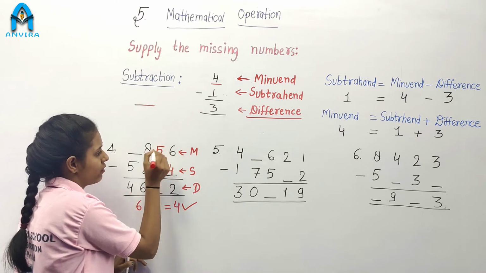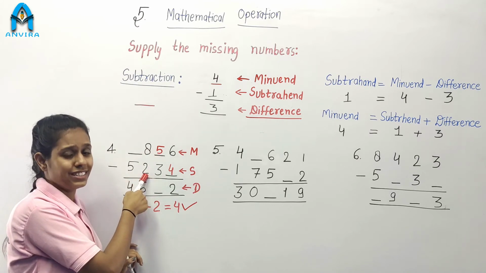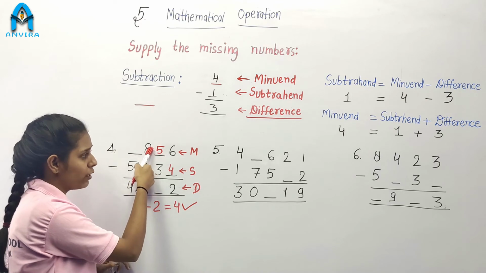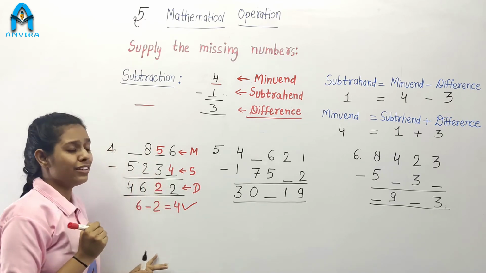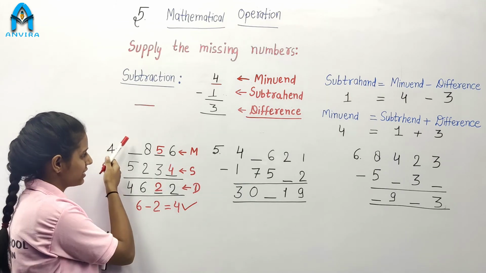If you take 5, the minuend is 5. Subtrahend is 3. What is the difference? How do you get the difference? Minuend minus subtrahend is equal to difference. Right? Let's go to the next.